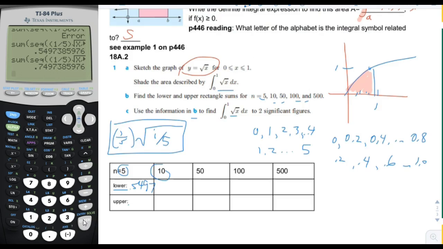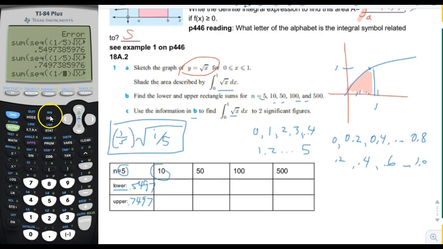We're going to have 0.7497. And then we're going to go back up to the lower, and we're going to change our n's to 10. So instead of 5 here, we're going to put 10. And instead of 5 here, we're going to put 10. And then we're going to count from 0 to 9.